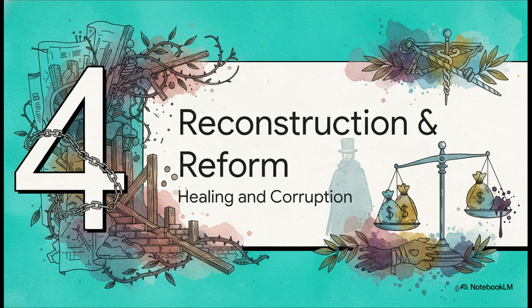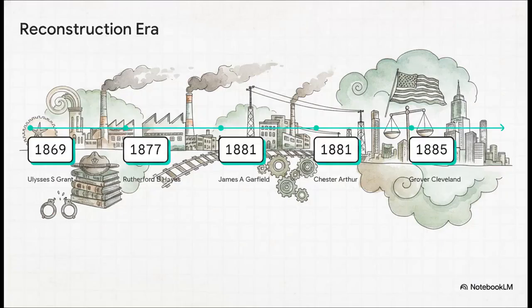Part 4, Reconstruction and Reform, Healing and Corruption. This final timeline tracks the presidents of the Reconstruction and the Gilded Age periods. We start with the legendary Civil War Union hero, Ulysses S. Grant, and carry through a string of leaders who had to navigate a rapidly industrializing nation that was really struggling with its post-war identity, taking us all the way to Grover Cleveland.